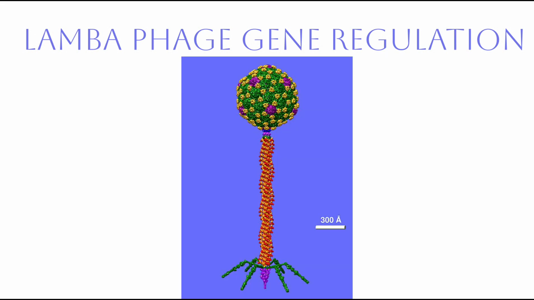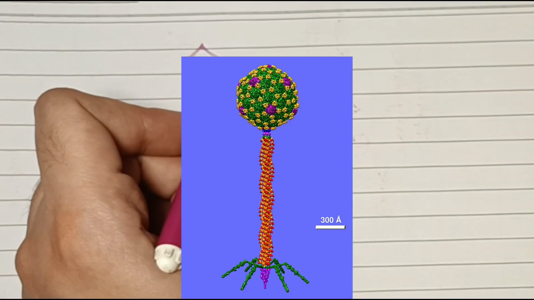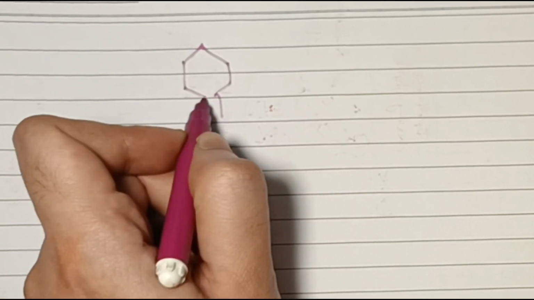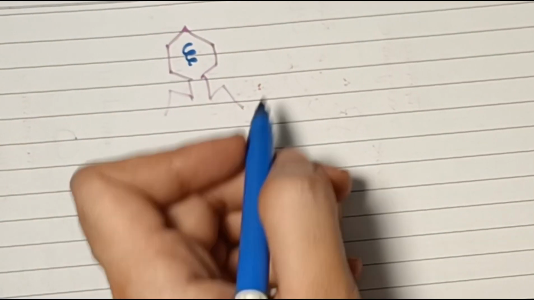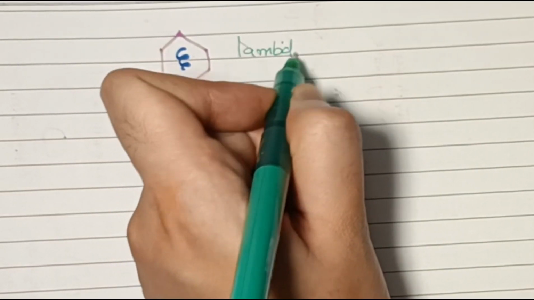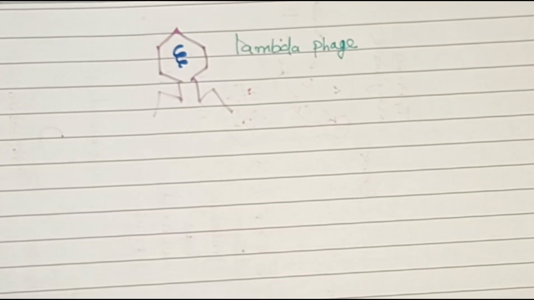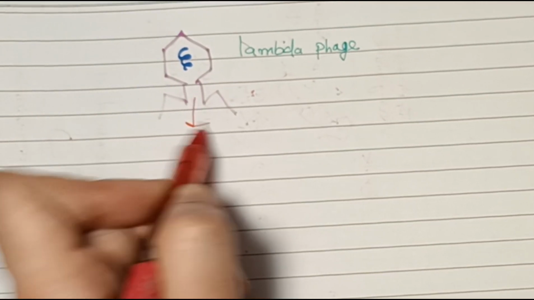Lambda phage gene regulation is a complex process that determines whether the phage will enter the lytic cycle, that is replicating and lysing in the host cell, or the lysogenic cycle, integrating into the host genome and replicating passively. This decision is primarily controlled by two key proteins, CI and Cro, and their interaction with specific DNA sites.